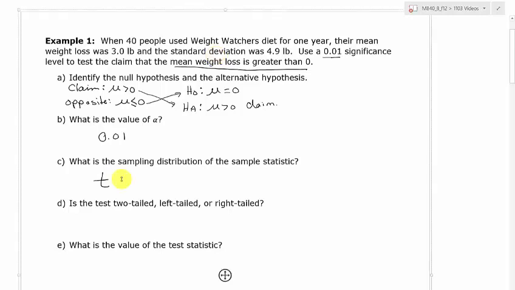So this would be t, and the formula for this sample statistic is x bar minus mu divided by the standard deviation over the square root of n. So this would be your sample mean. This is the mean that we're testing, so this would be 0, and we'll compute this statistic in a little bit here.